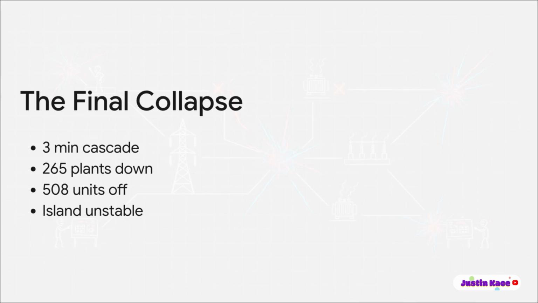You guys, it took only 3 minutes for a massive swath of the entire Eastern Interconnection to rip itself apart. 3 minutes. 265 power plants tripped offline. 508 generating units shut themselves down in a total panic. This massive electrical island became completely, hopelessly unstable. The frequency collapsed, and boom, 50 million people were instantly in the dark.